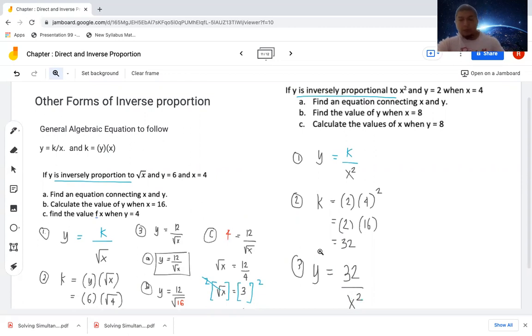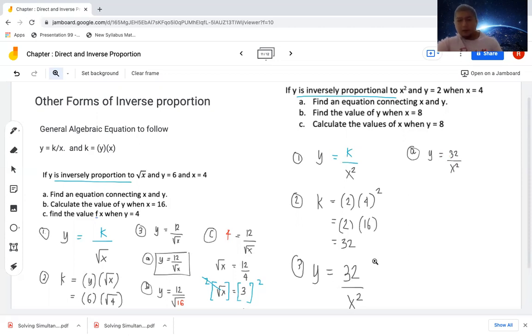All right, so now we're going to move on to answering these questions for A, B, and C. So in letter A, it's just asking us to find the equation connecting the x and the y. So since we already got this one, all you need to do is to just plug it in. So y is equivalent to 32 over x squared.